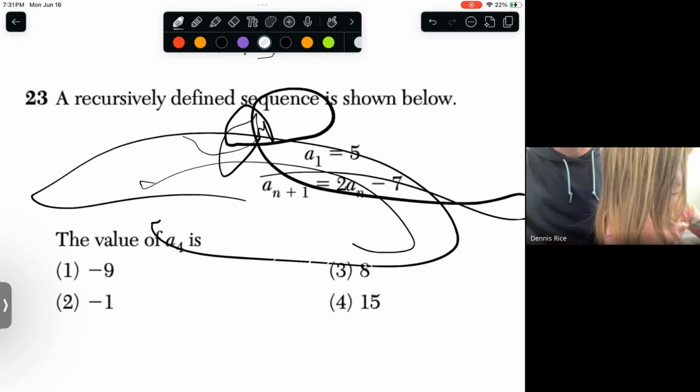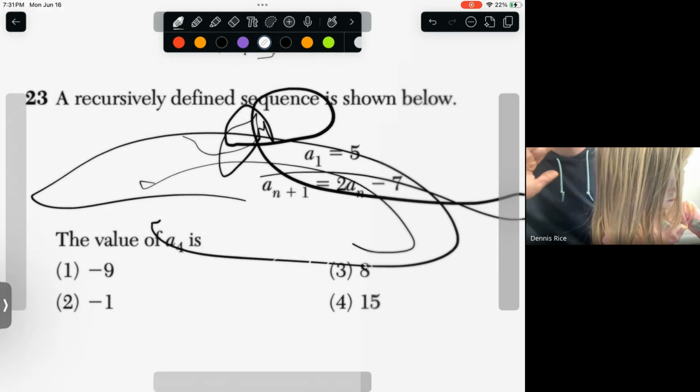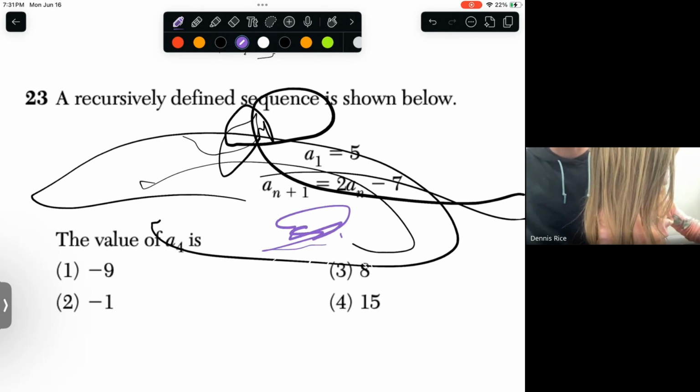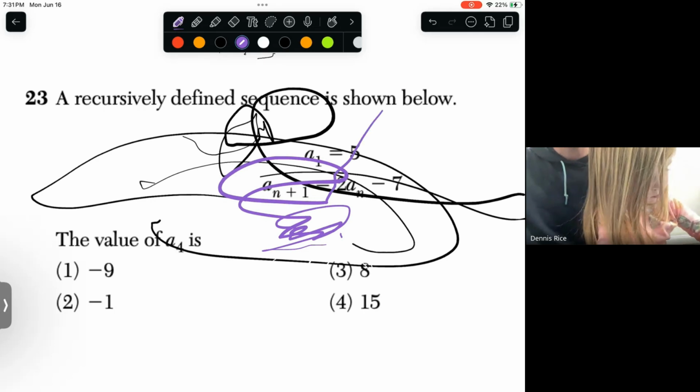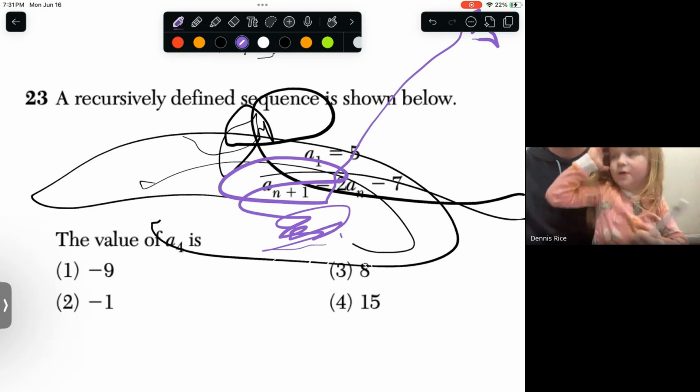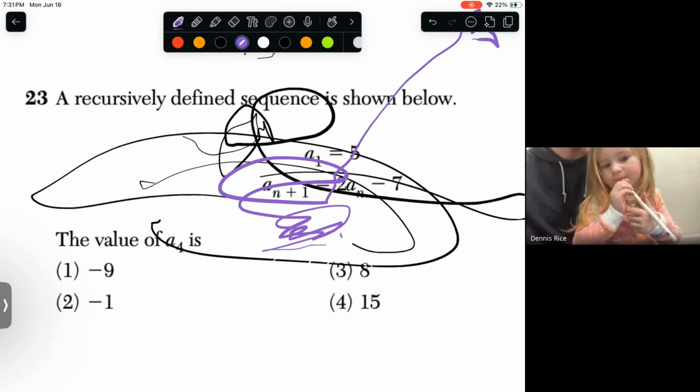All right, what did we get for this? So this one says A1 equals 5, and A sub n plus 1 equals 2 times A sub n minus 7. So this is one of those assembly line type questions where you do have to do these one at a time.